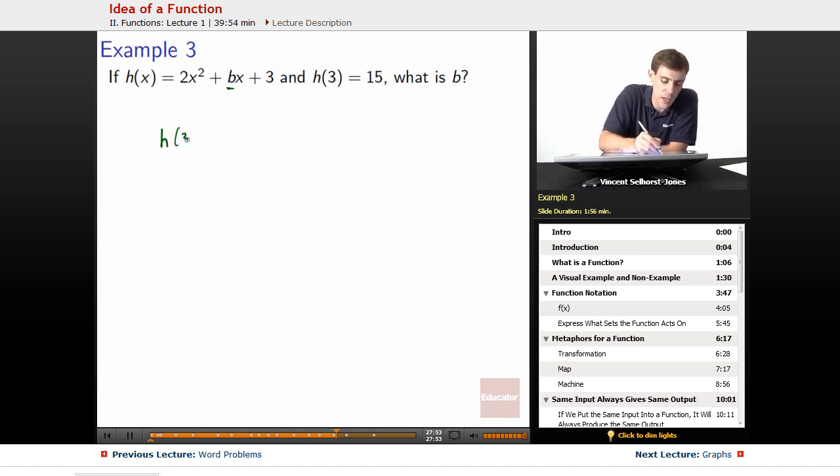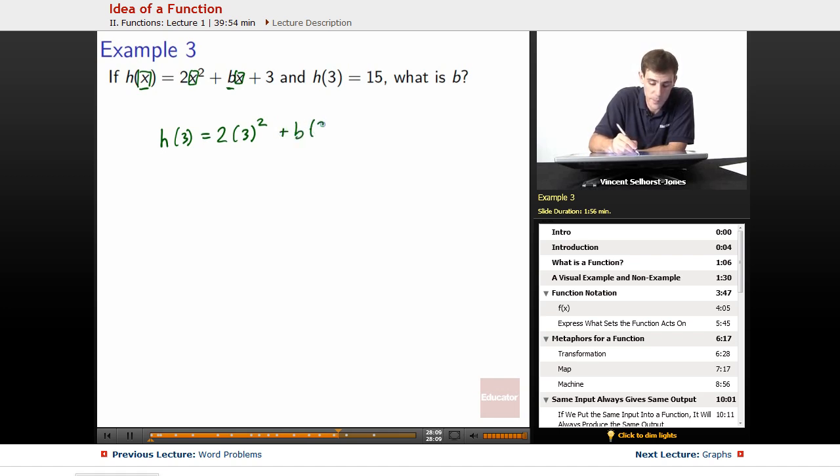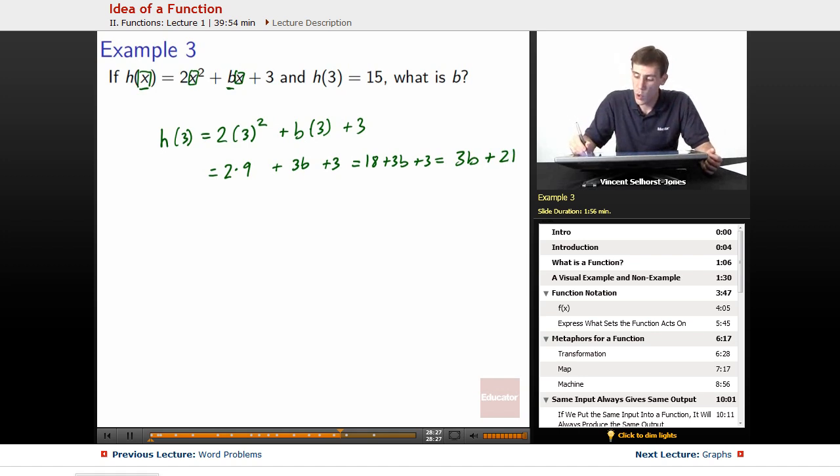So h of 3, based on the rule, is 2 times 3 squared. So we're switching for where all the x's show up, right? So 2 times 3 squared plus b times 3 plus 3. So we get 2 times 9 plus 3b plus 3, which is 18 plus 3b plus 3, or 3b plus 21. Now, at this point, we go, right, I also know that h of 3 equals 15.